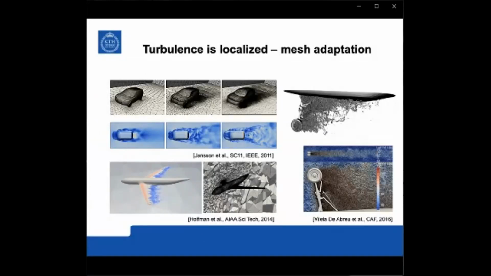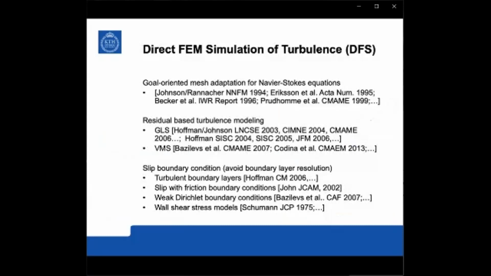So in all these cases, we've used adaptive finite element methods to compute a solution to the problem. The adaptive finite element method that we use is based on 3 parts. It's the goal-oriented mesh adaptation technique developed during the 90s. It is the residual-based turbulence modeling approach where we avoid empirical parameters. Instead, we base the turbulence models on the residual, that is the equations themselves. And we use slip boundary conditions to avoid boundary layer resolution.